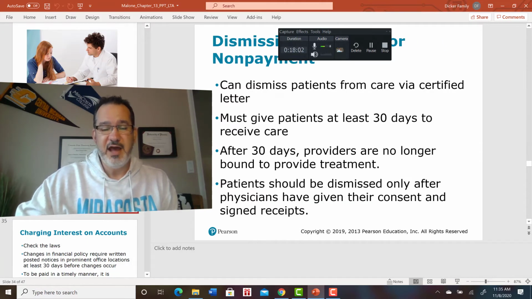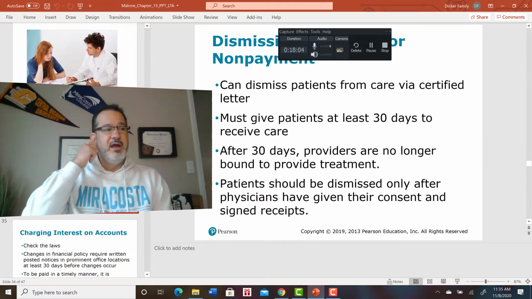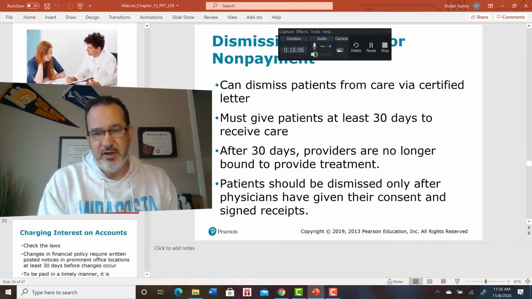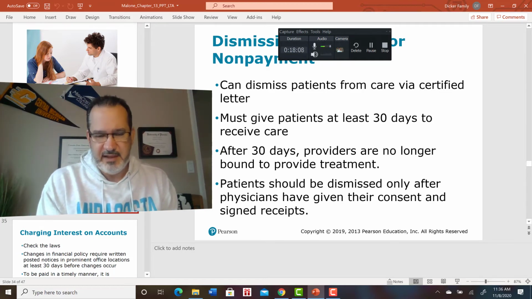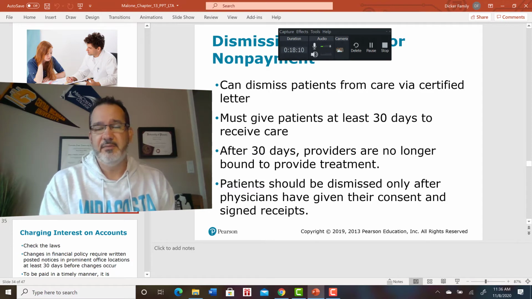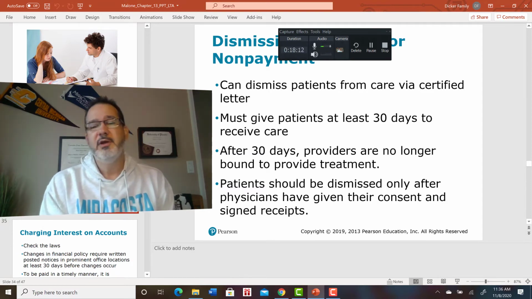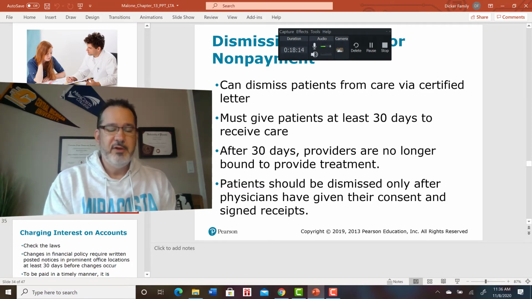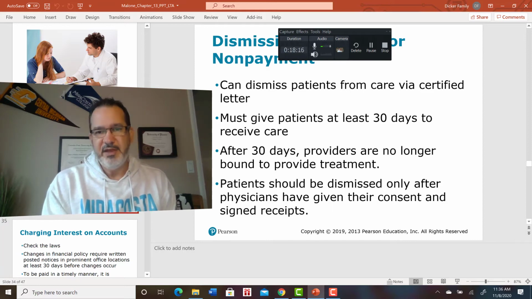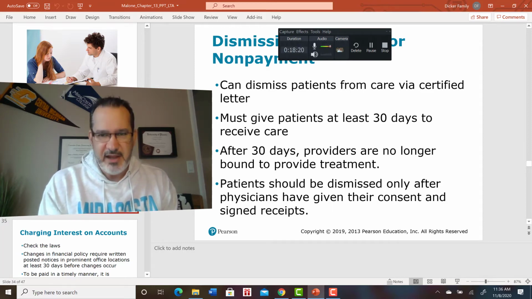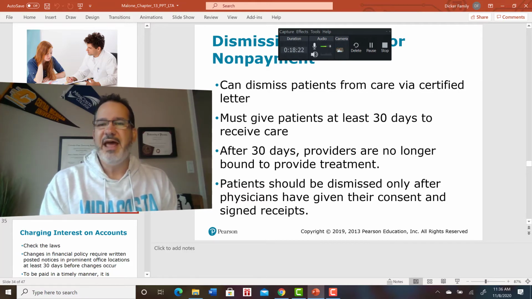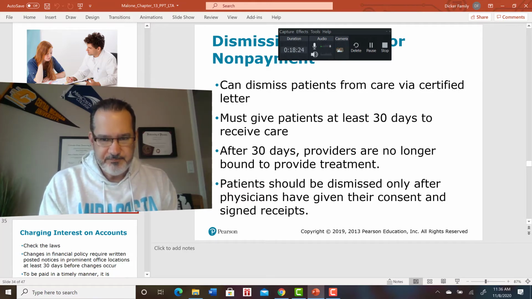Dismissing a patient for non-payment. This does happen. We try not to do this very often. Again, we understand that healthcare is expensive. We understand that patients aren't always in a position to pay their full amount. So usually if we dismiss a patient from the practice, it's typically because we had an arrangement and the patient hasn't followed through on the arrangement.